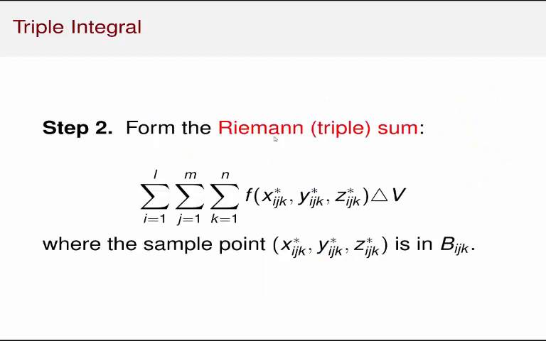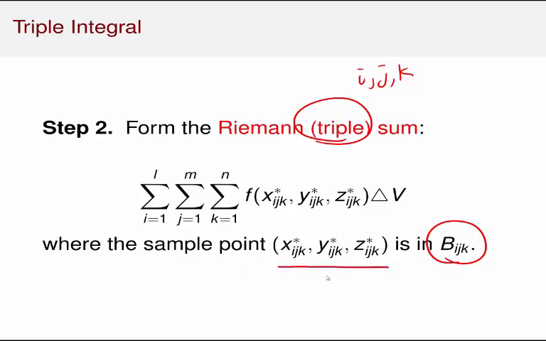Right, in the next step, we shall form the following Riemann sum. This is a triple sum since we have to sum over the indices i, j, and k, which are allowed to vary independently. Basically, for every sub-box B sub ijk, we are going to pick a sample point and evaluate our function at this sample point. The resulting value will be multiplied by delta V. And summing these values over all possible combinations of ijk, we arrive at this Riemann triple sum.